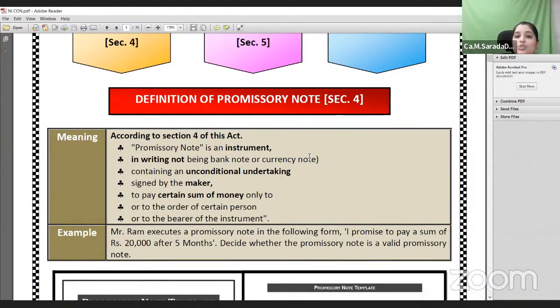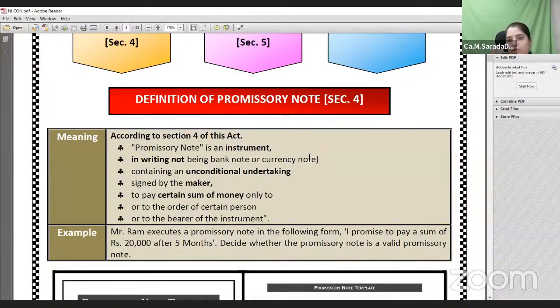A promissory note is an instrument in writing, not being a bank note or a currency note, containing an unconditional order or undertaking, signed by the maker, to pay a certain sum of money to the order of a person specified or to the bearer of the instrument. Okay, so this is a very important point which you need to understand. This definition is the same for all the three.